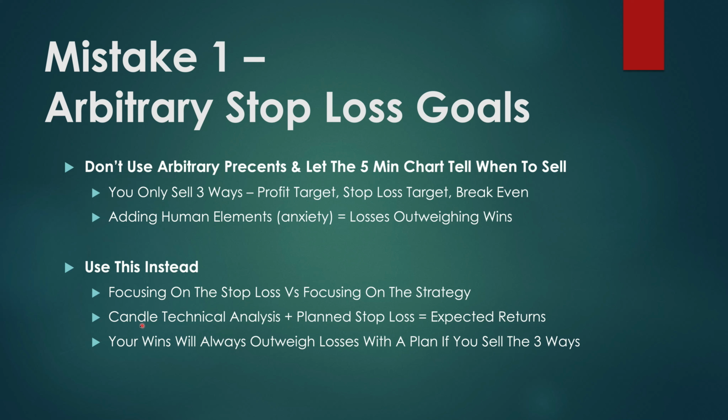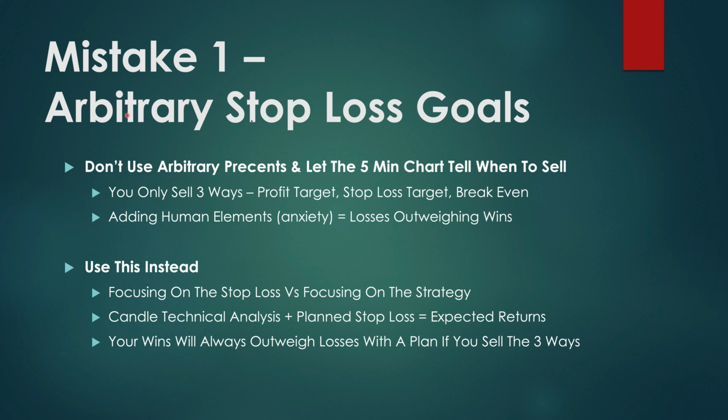Back to the formula: from a candle technical analysis perspective, you have that set down on the 5-minute chart and the 1-minute chart, plus the planned stop loss that you actually abide by, which gives you expected returns. Without either one of these, it does not work. And I'd argue adding one more, so it'd be this plus that, plus trader psychology being managed, meaning you don't have this human element in there because you're following the actual three ways to sell, will give you even better expected returns. So keep that in mind.